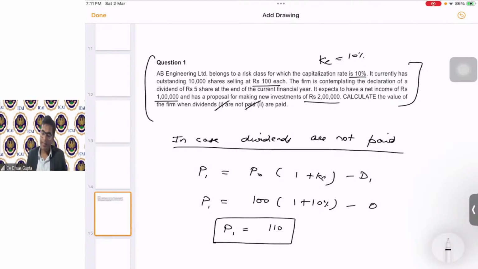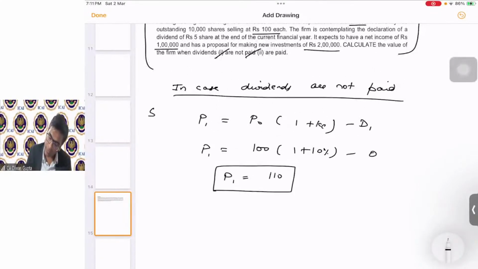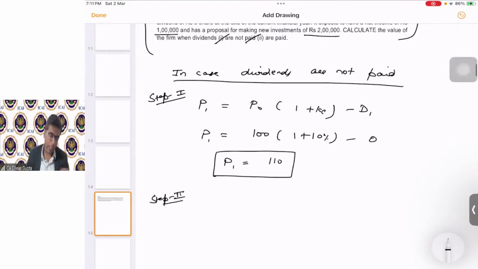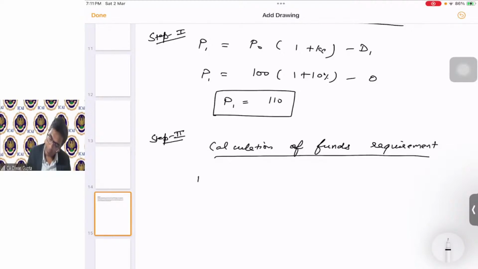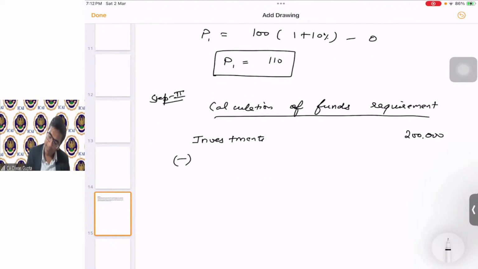Yes. Then step 2. Let's do a step by step working. So this is step 1. Step 2 is calculation of funds requirement. So students, what is the investment funds required? 2 lakh rupees. Yes, Bhumika, your answer is correct. From this, we will be able to fund basis our earnings as 1 lakh rupees.